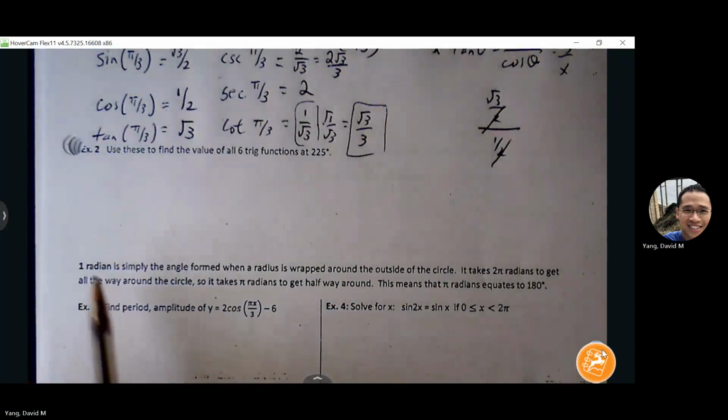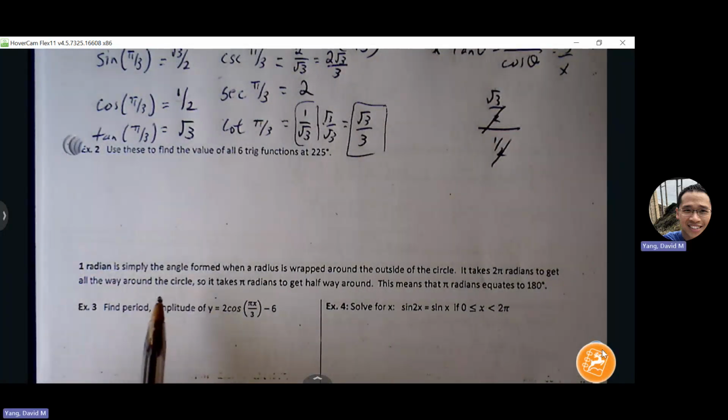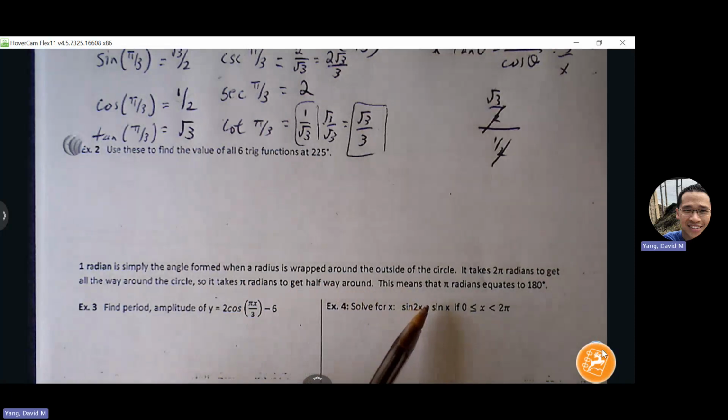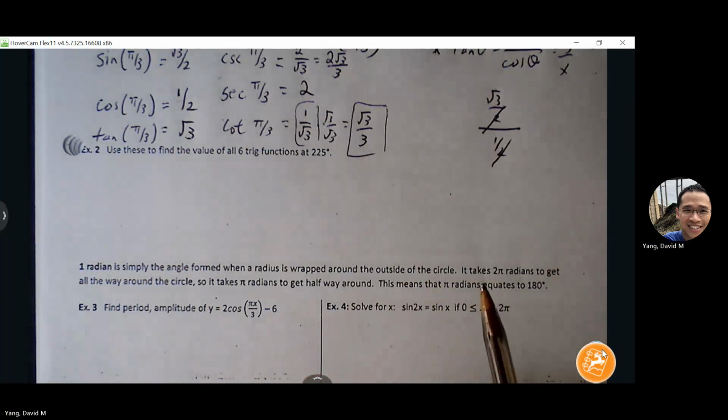Okay. Now, we have to be able to go back and forth between radians and degrees, but mostly just be able to recognize radians. A radian is simply the angle formed when the radius is wrapped around the outside of the circle. It takes 2 pi radians to get all the way around the circle. So it takes pi radians to get halfway around. Okay, so that means pi radians equals 180 degrees.